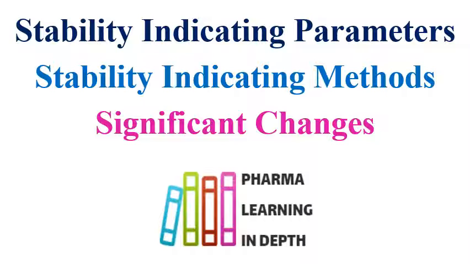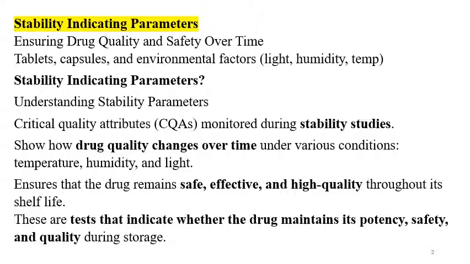and also to demonstrate that the formulation or the pharmaceutical product retains its quality throughout the shelf life or expiry period. Stability indicating parameters are required and to be demonstrated for ensuring the drug quality and safety over time. You can take examples of formulations like tablets, capsules, and environmental factors like light, humidity, and temperature.